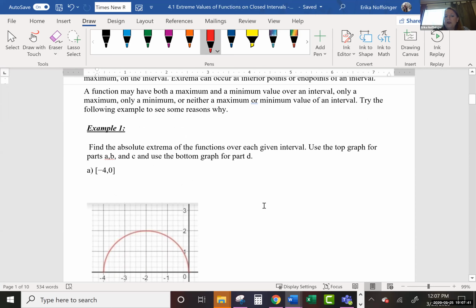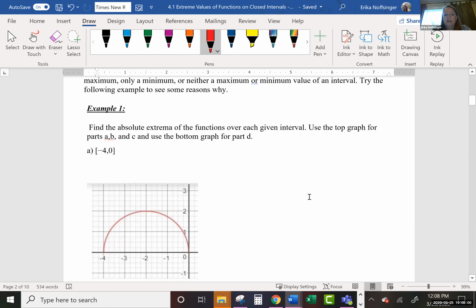So a function may have both a maximum and a minimum value over an interval, only a maximum, only a minimum, or neither a maximum nor a minimum over an interval. So let's look at these examples and determine why or why not it has a max or a min over the intervals given.